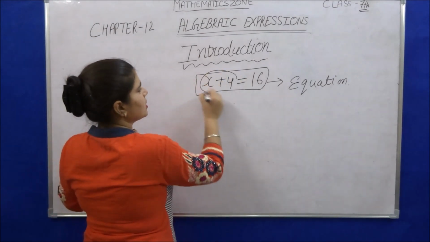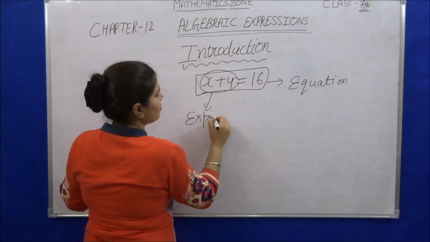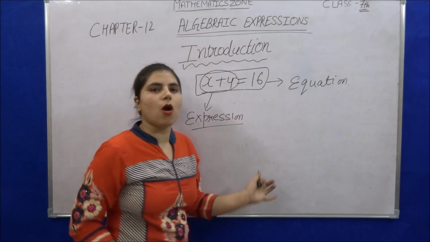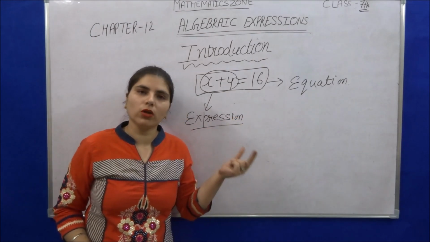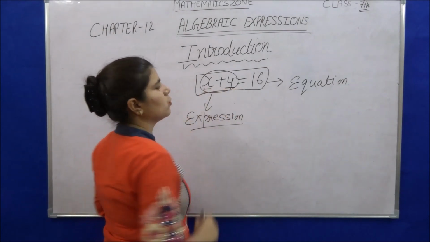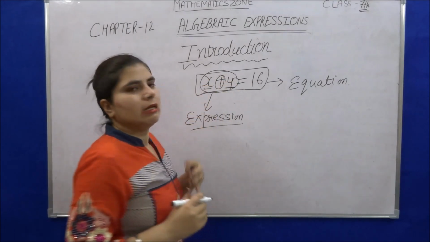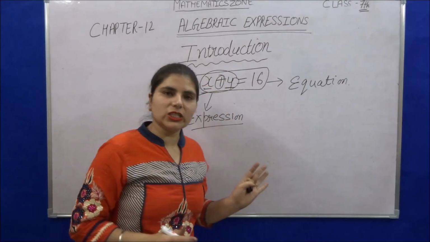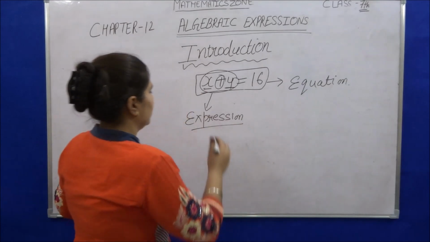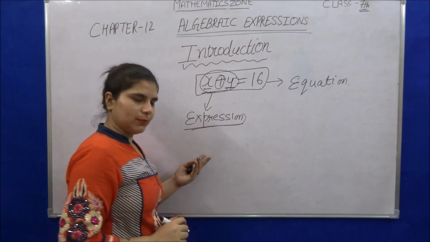Here this is our expression. Now what is the meaning of expression? Expression is a combination of two or more terms. Here these are the two terms. These terms are separated by operations like addition, subtraction, multiplication and division. So the combination of two or more terms is an expression.